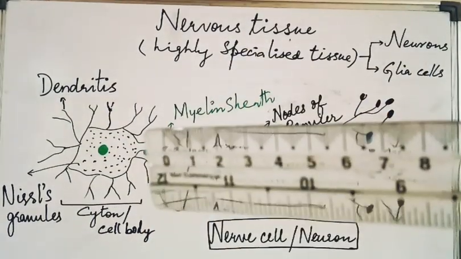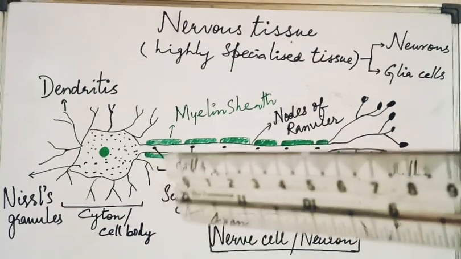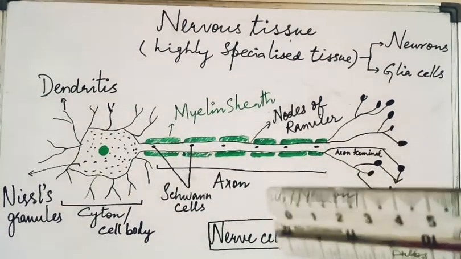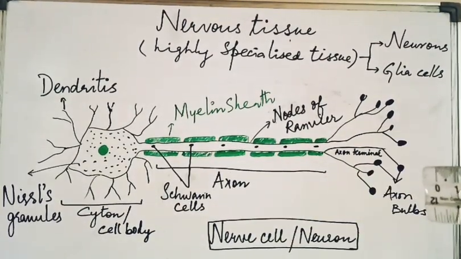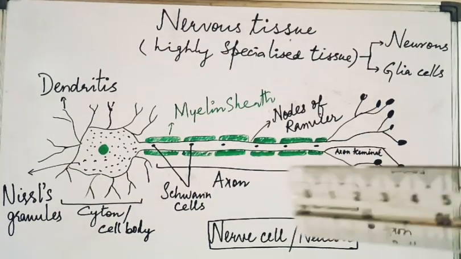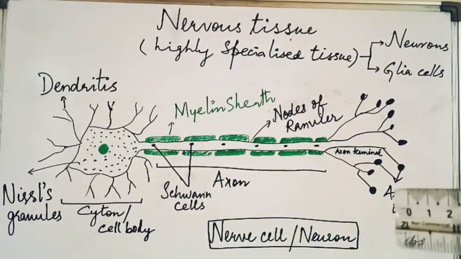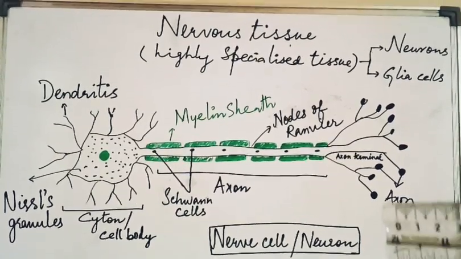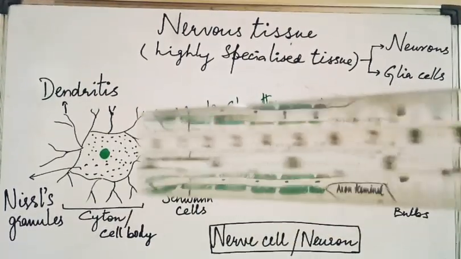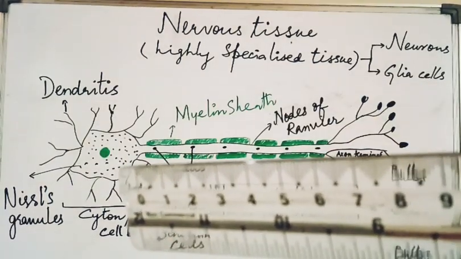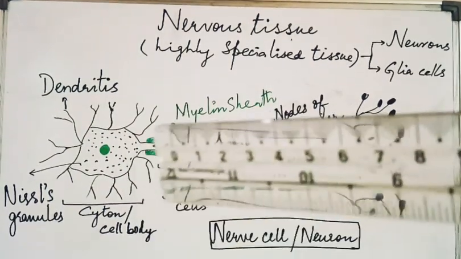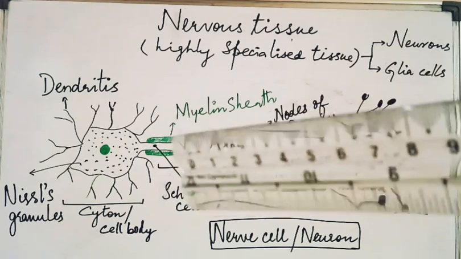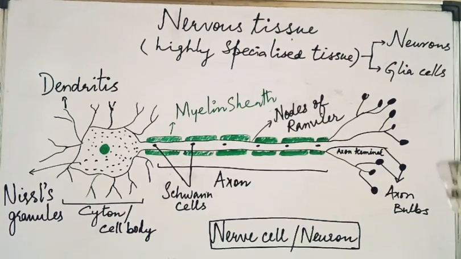Then this cell body is followed by this tube-like structure, which is called the axon. Axon is the tube-like structure of the nervous tissue. And what is the function of the axon? It just carries the message that is brought by dendrites to the cell body. In the cell body, it is just manipulated, and then it is carried forward by the axon.